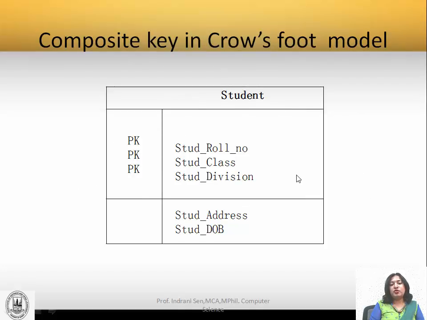Similarly, in the crow's foot model, we can show the composite key attribute by designating more than one key as the primary key on the left hand side.